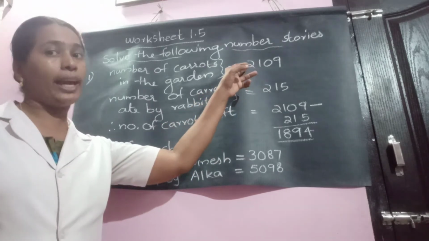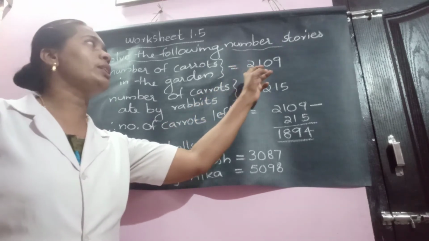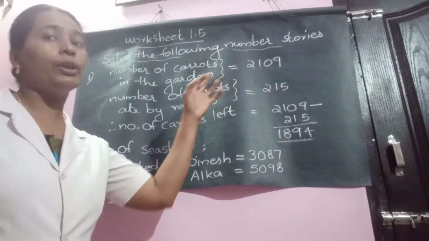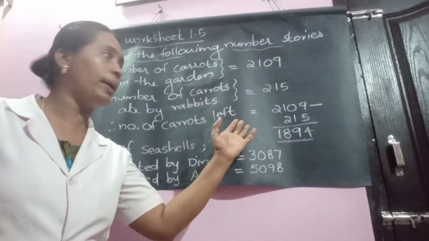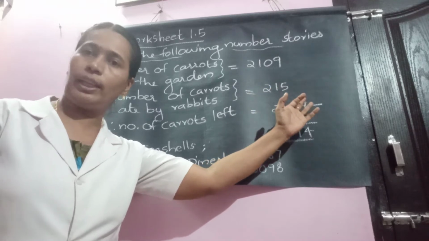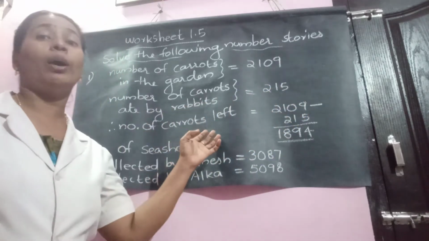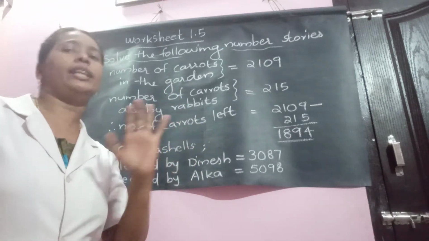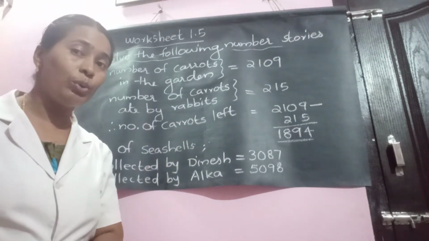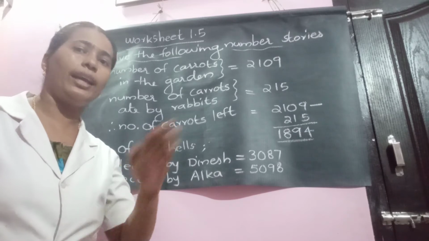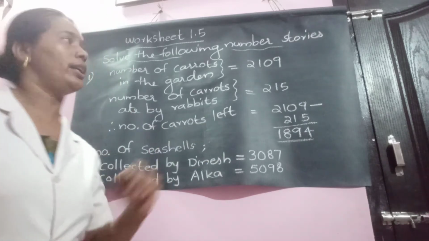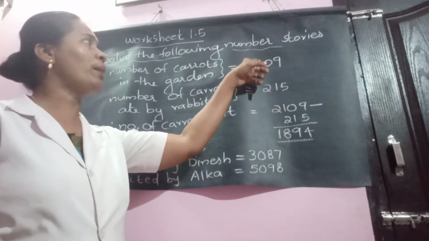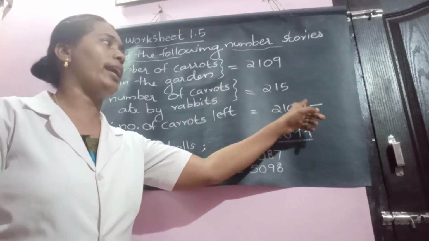Then how do we find out the number of carrots remaining in the garden? In total, how many carrots were there? 2109 carrots. And among this, how many were eaten by the rabbits? 215. Then how do we find the number of carrots left in the garden? What do we have to do? Left in the garden, subtraction is required. So subtract 215 from 2109.